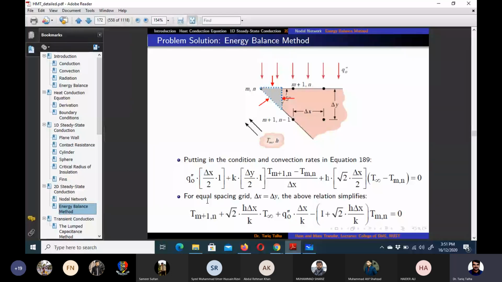If you look at chapter number 4 of the book, in the first part they talk about nodal networks and energy balance, and in the second part they discuss how the equations formulated by the energy balance method or nodal network can be solved to calculate the values of the temperatures at these nodes. That is something we are not going to do in this course, because you have already done it in your math course. So we are not going to repeat that here.